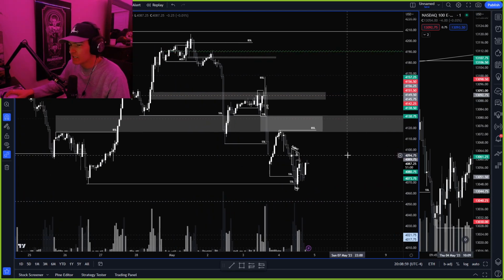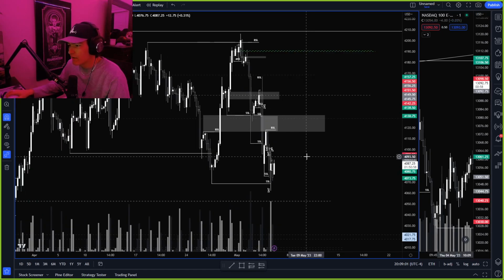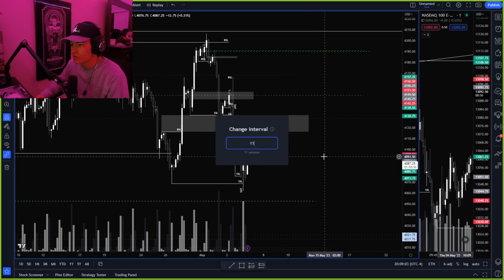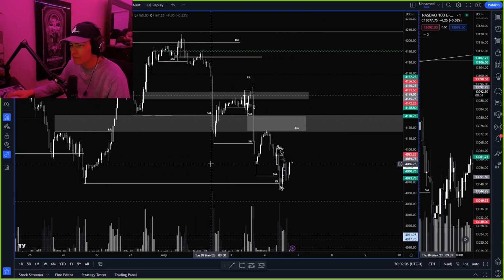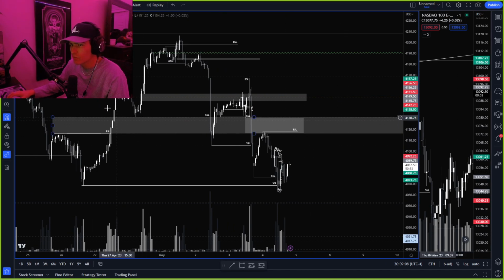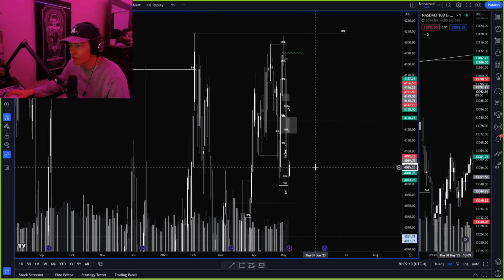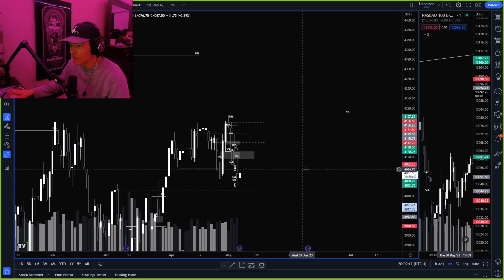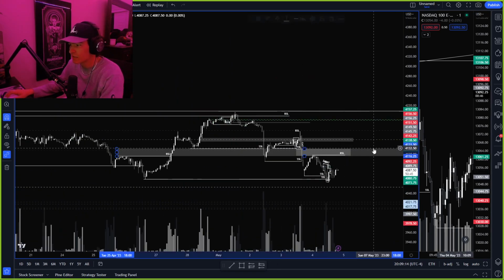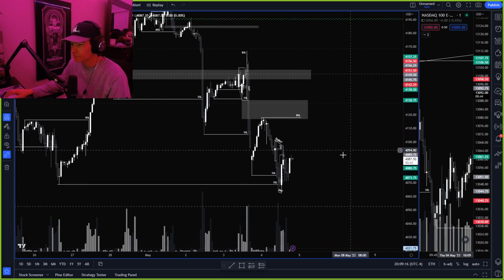But we did have this inverse fair value gap here. Or I'm not sure actually where this is, I think it was on the 1 hour. Maybe we didn't. I'm not sure what this is. Maybe this is a daily fair value gap I think I have drawn in. Yeah, this is a daily fair value gap. So let me take this off real quick so I don't need this anymore.